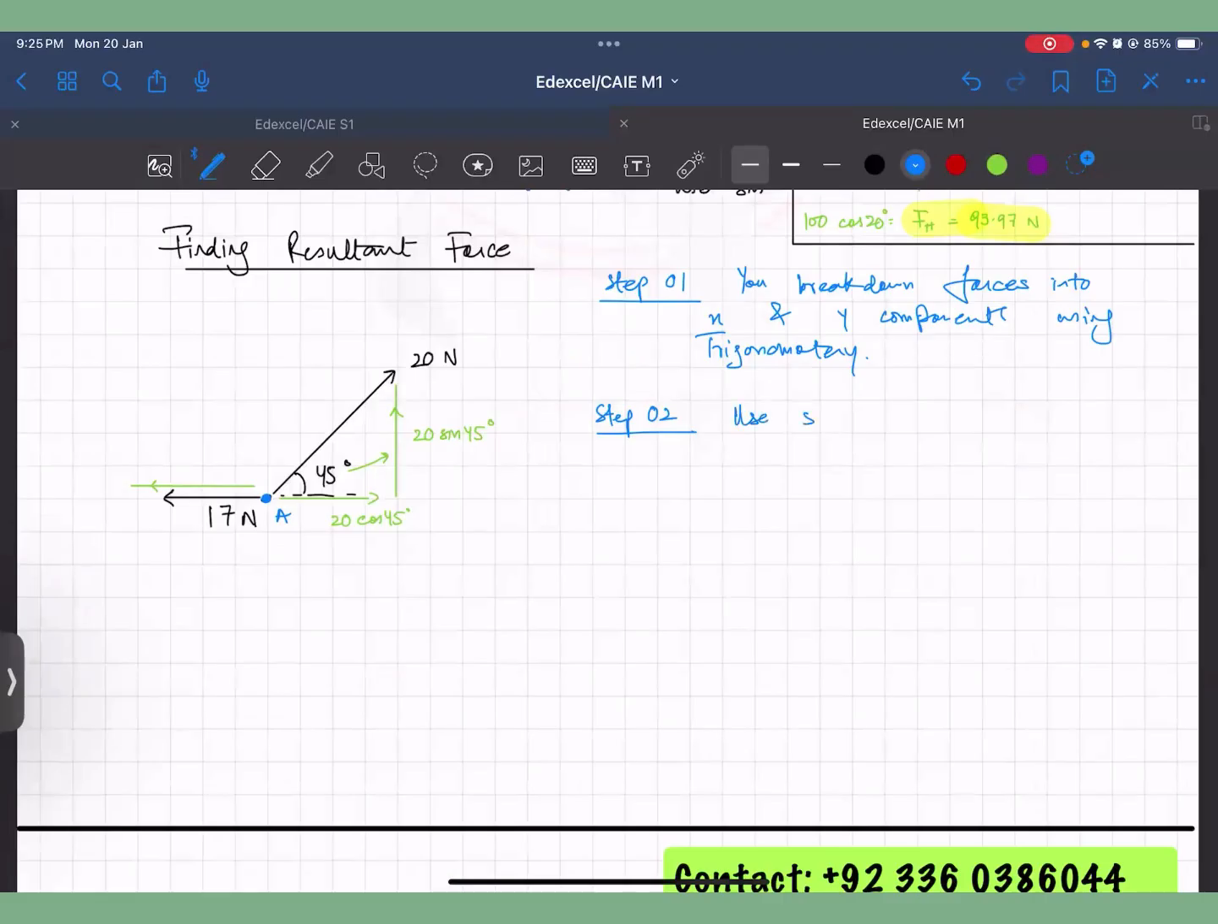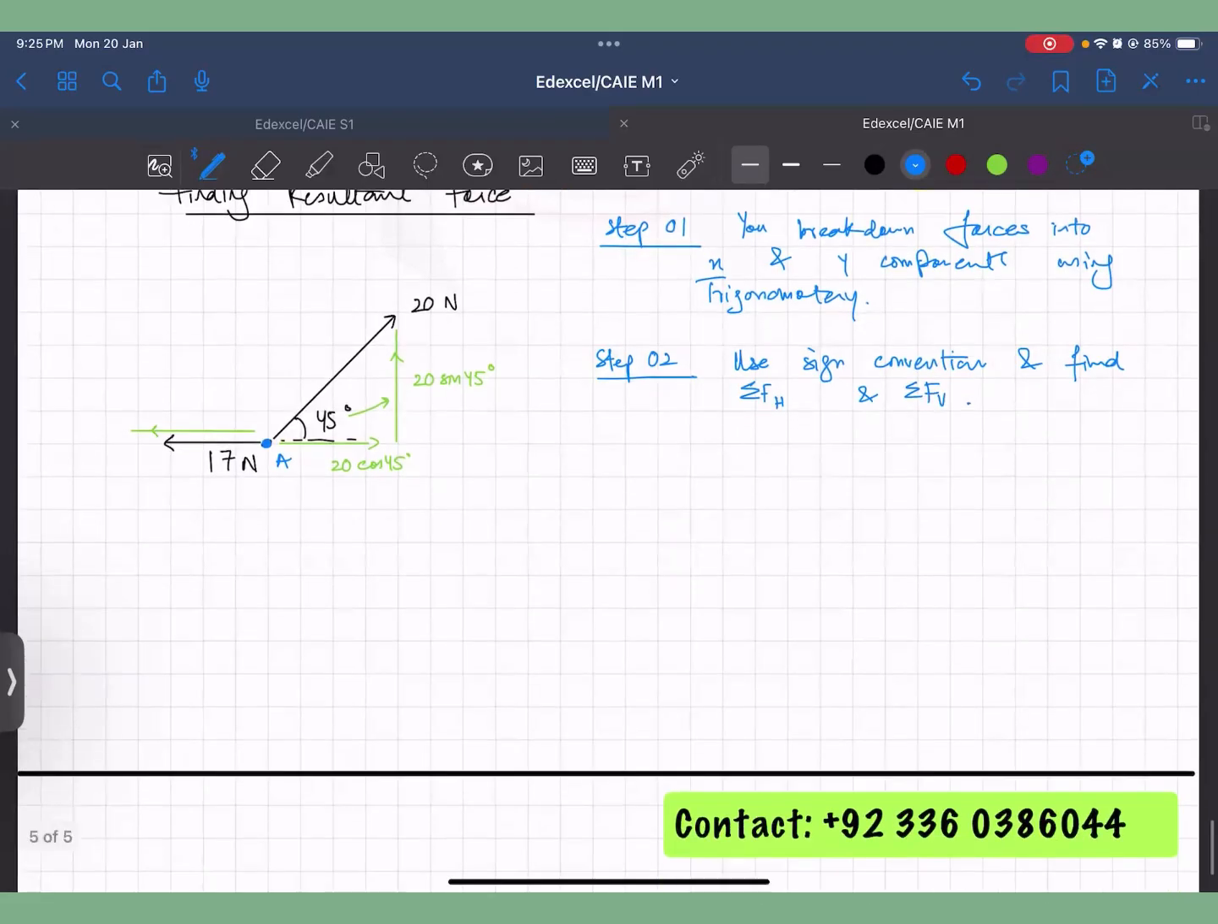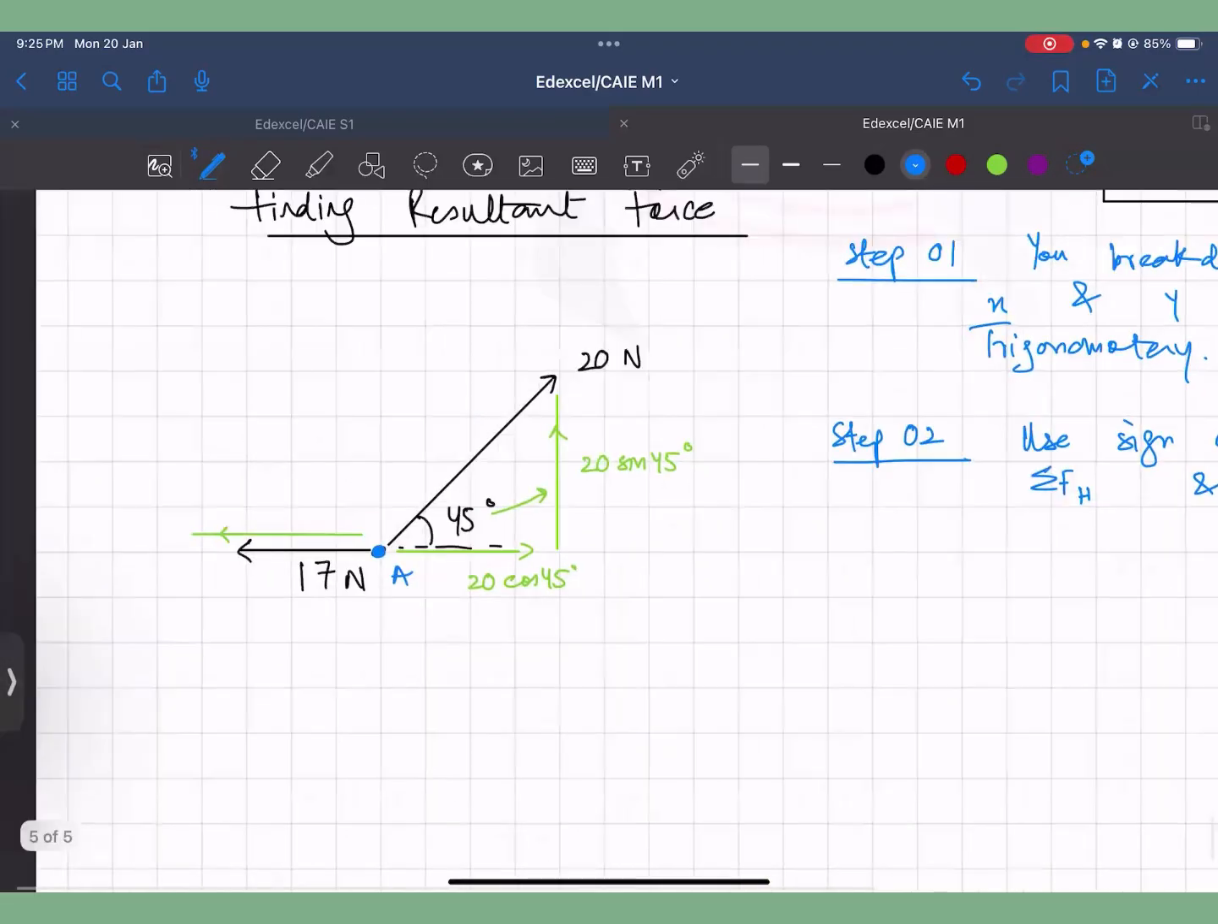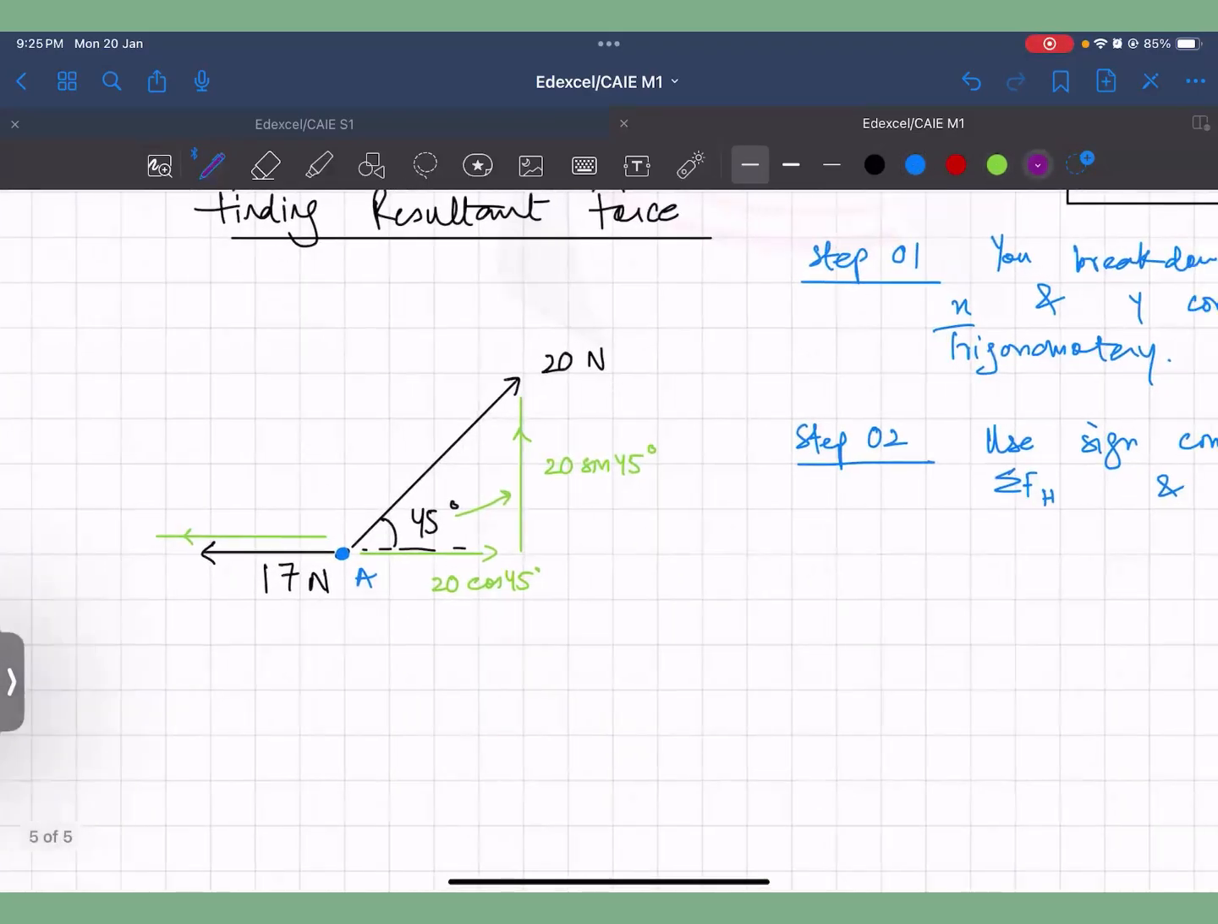Use sign convention and find the sum of horizontal components and the sum of vertical components. What is sign convention? I think you must have heard it before as well. The coordinate system, very simple.